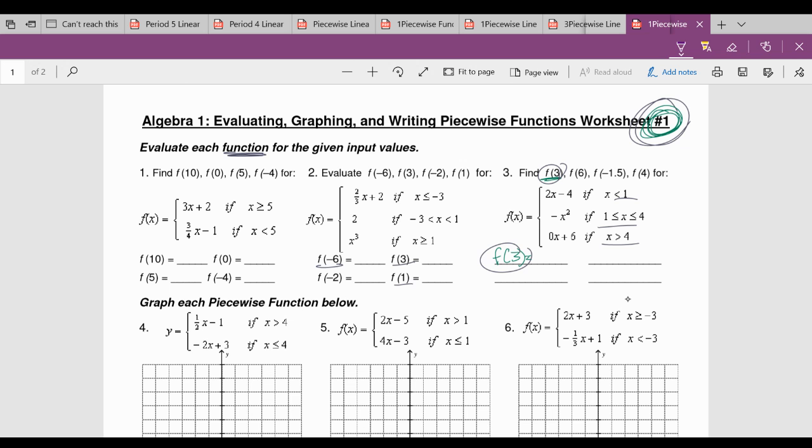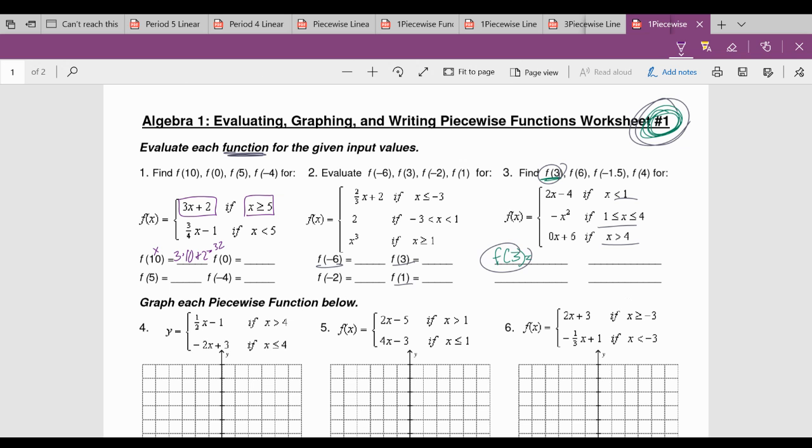So on number one, we're trying to find f of 10. That means the x value is 10, so we have to look for where the domain includes 10. That's going to be when x is greater than or equal to 5, okay? So that means I'm going to be plugging 10 into this equation right here. 3 times 10 plus 2, which would mean f of 10 is going to be equal to 32.